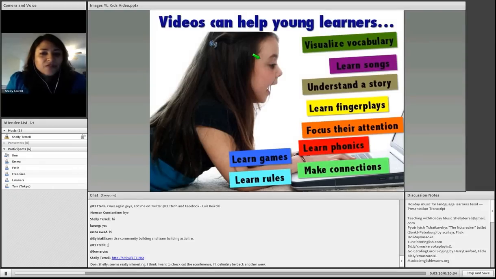So you visualize the vocabulary, learn songs, understand the story, learn finger plays. You can help focus their attention. So if you see that the students are getting particularly rowdy or jumping around, then videos are a great way to focus their attention, and actually it's great for classroom management. You can teach them about phonics, where they hear the natural accents, and I'll show you some great channels for that. They can make connections with the vocabulary, and then they have all the multimedia to support it. They learn games and rules.